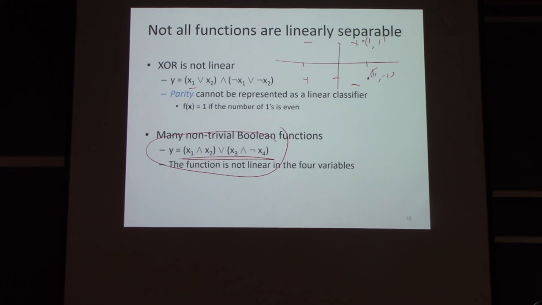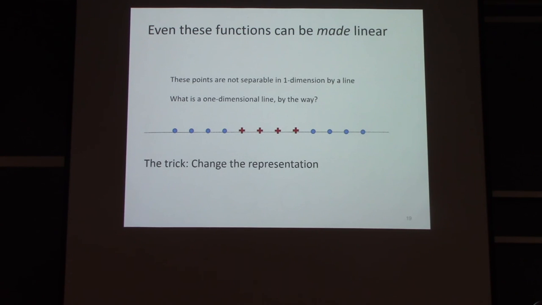But it turns out that even though many functions are not linearly separable, there is a very nifty trick, and this is one of the coolest machine learning tricks out there that we will see much later. You can take a function that's not linear and change the representation. This is one of the standard problems we see in research and in life: if I ask you a question, you don't answer it, you just change the question and give me an answer to the question that you want.